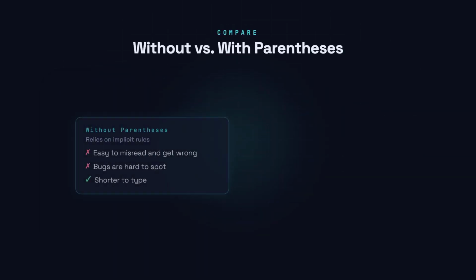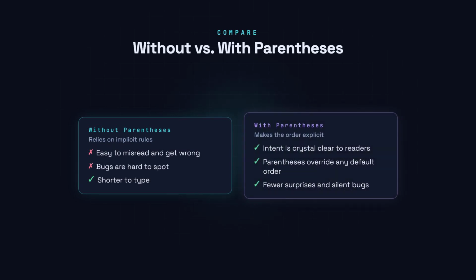Compare 2 plus 3 times 4, which is 14 by default, against wrapping 2 plus 3 in parentheses first, which gives 20. Parentheses override every other rule and make your intention obvious to anyone reading your code.